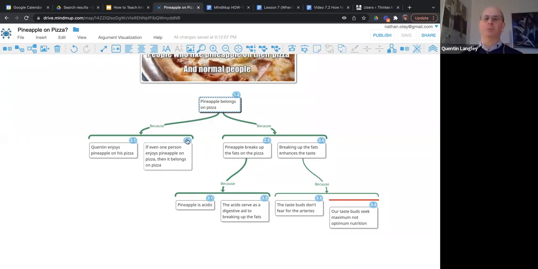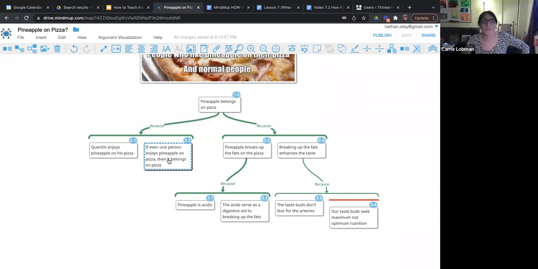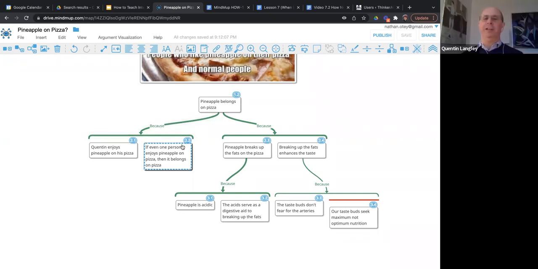Unless we're not arguing that it has to be on pizza. I would have a different position if it said pineapple has to be on pizza. That would be a different thing for me. Yeah, so if it belongs in this case means is a necessary component of pizza, then I would join Carrie. Then I would object.